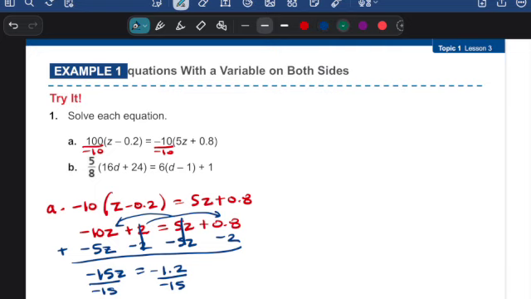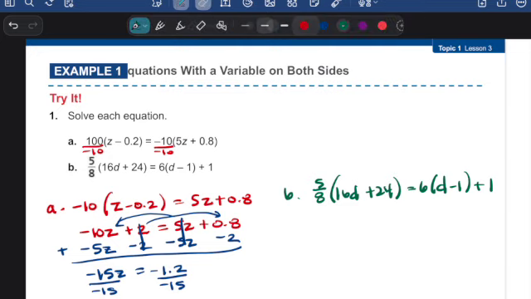All right, let's try B. I'm going to come over here and do part B. 5/8 times 16d, I better rewrite it, plus 24 equals 6 times d minus 1 plus 1. Okay, so in this case, multiplying by the reciprocal would not give us very nice coefficients. They would give us more fractions. So let's just distribute in this case.